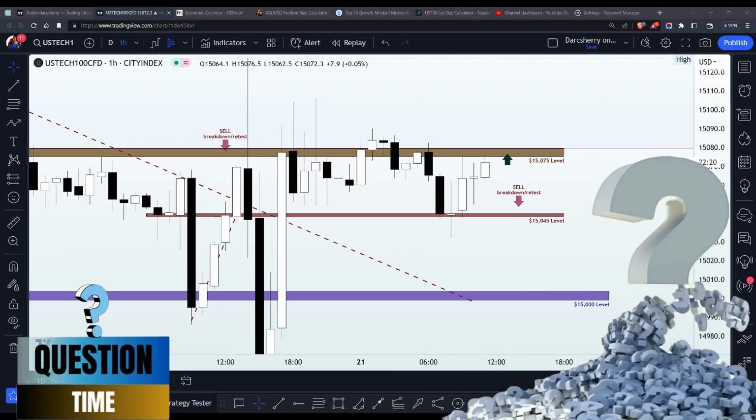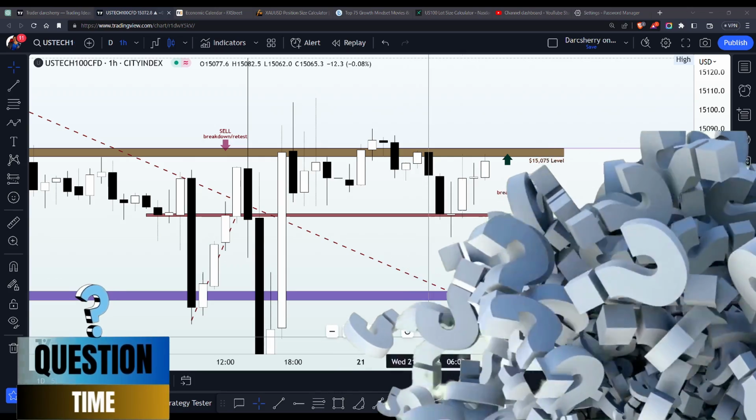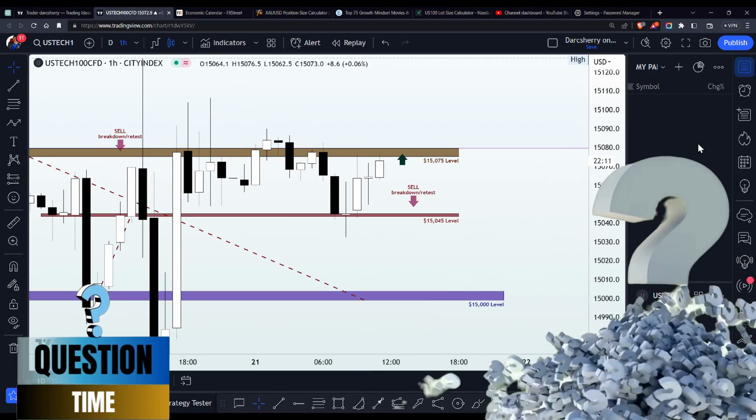All right, so in the absence of any questions, I want to assume that we are on the same page. So I will be moving on to the next instrument for today.